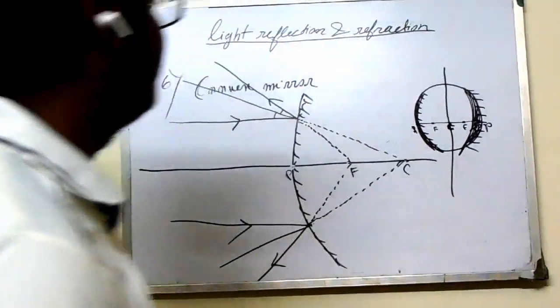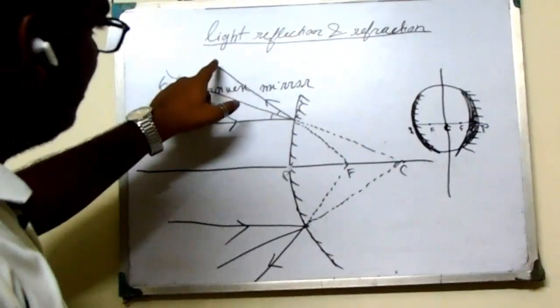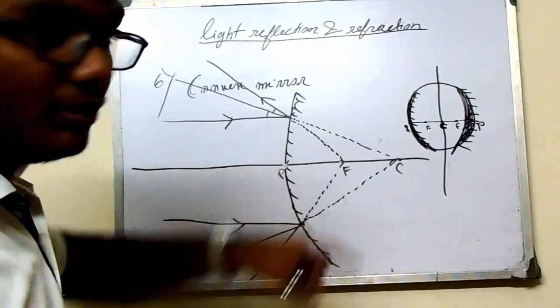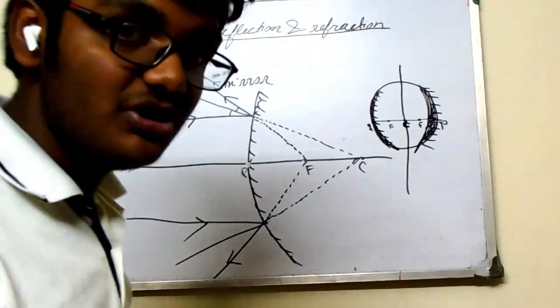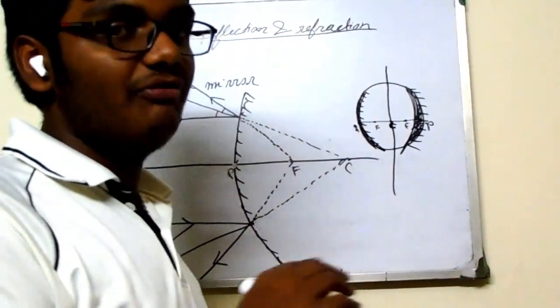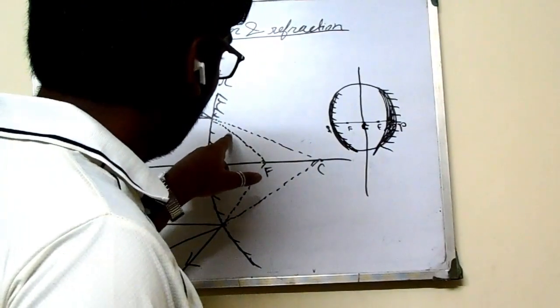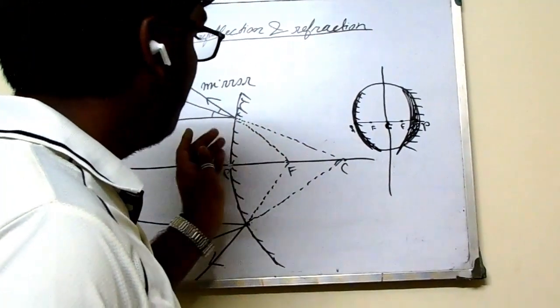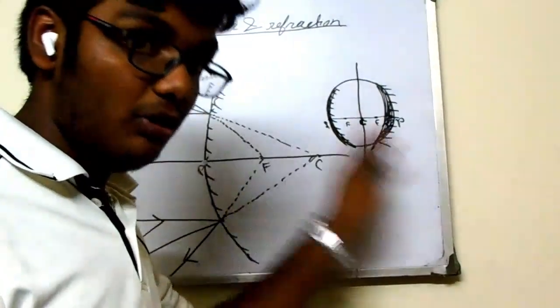So this is the thing. The reflected ray will continue through this focus, and the continuation of any ray, we have to denote by this dotted line beyond the mirror. Okay.